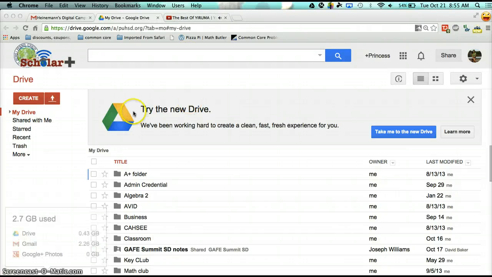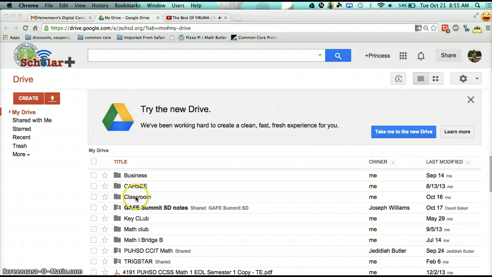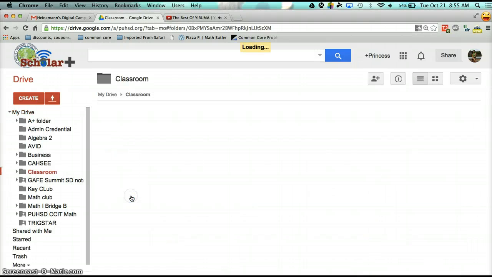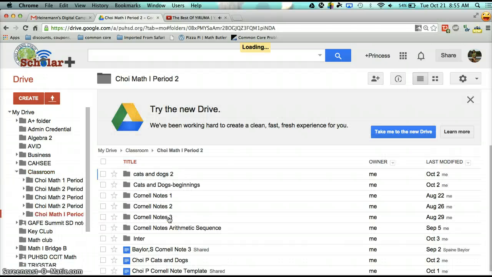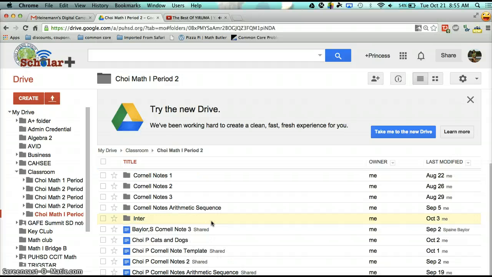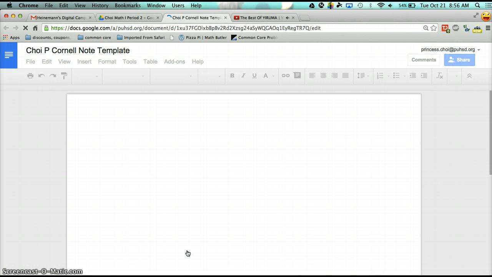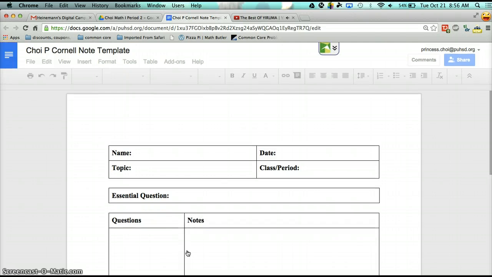Okay, so once again, we're going to take digital Cornell notes. What we're going to do is go into our folder, which is in Classroom, right? Then you're going to look for your period, which is period 2, or if you're in period 6, whatever your period is, right? And then you have to look for your Cornell note template, which is right here. So then I click on that, and then I have to click on File and make a copy.